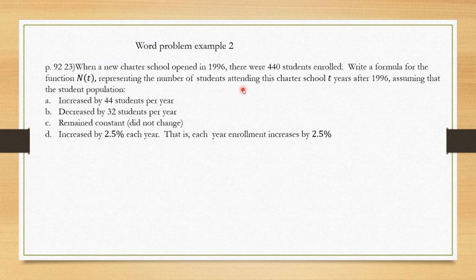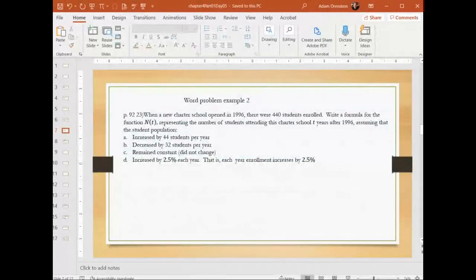And when they say attending this school, it's the same thing as enrollment. If you're enrolled, you're attending the school. And notice also that T here is the number of years since 1996. If you use x, that's fine. So time 0 is 1996. In other words, what does that tell us? Well, 440 students were enrolled. That's what's happening here.